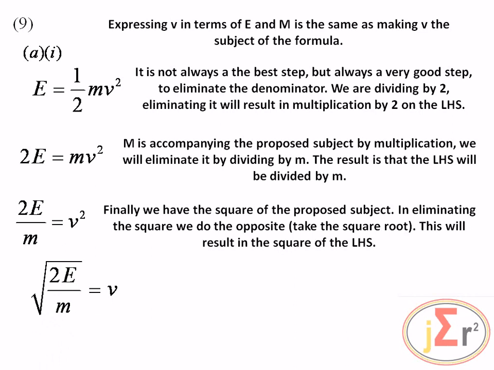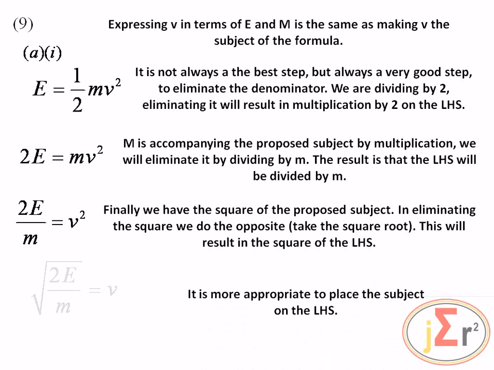It is more appropriate to express v in terms of E and m, with v being on the left hand side. Therefore, we will turn the expression around, placing v on the left hand side. So there we have v is equal to the square root of 2E over m.